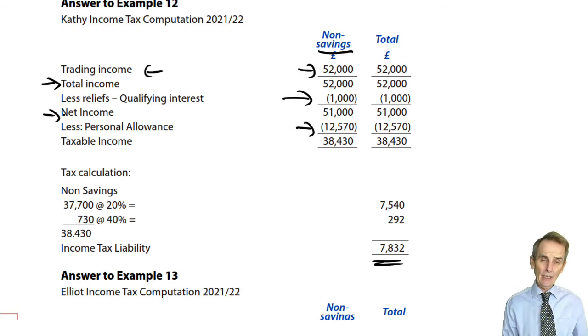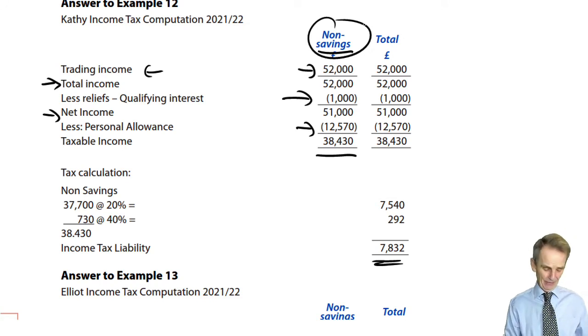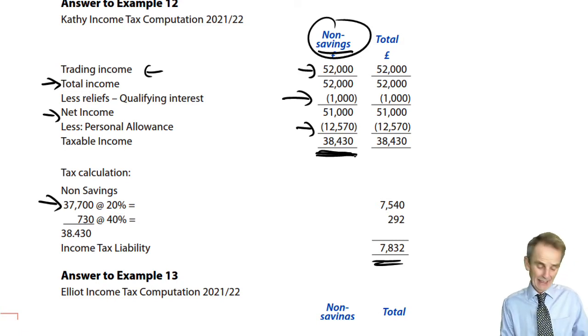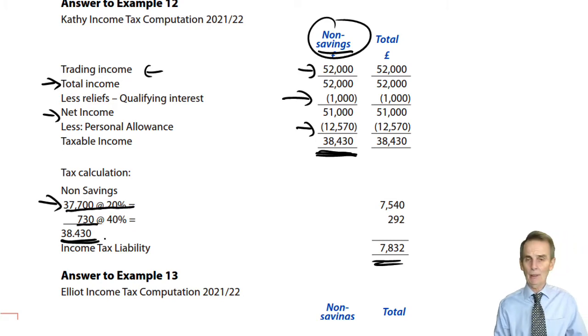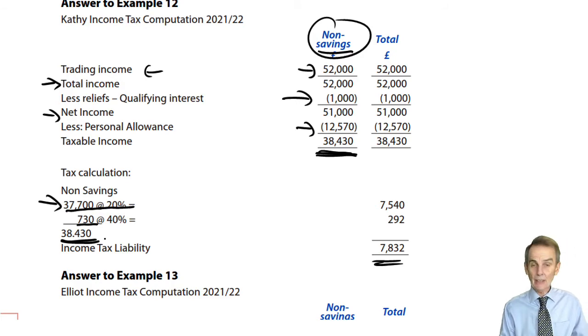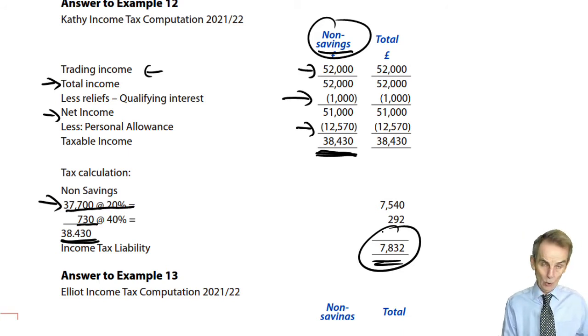Once done, you've got your net income, take away your personal allowance, get your taxable income. It's all non-savings, and as ever, your basic rate band limit, which is exceeded by that level of taxable income there. Kathy is a higher rate taxpayer, only just, but is a higher rate taxpayer. So 37,700 at 20%, and the balance of 730 out of your total taxable income of, what's that, 38,430, is then taxed at 40% and you get your overall tax liability, your bottom line. Again, same tax calculation as before on your taxable income. It's just that you had a deduction from total income for what was a qualifying loan.